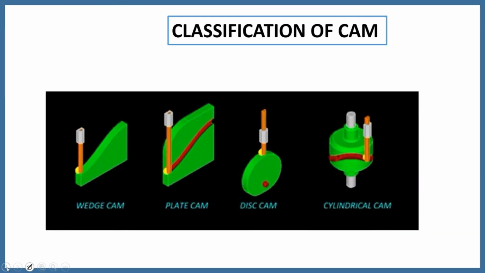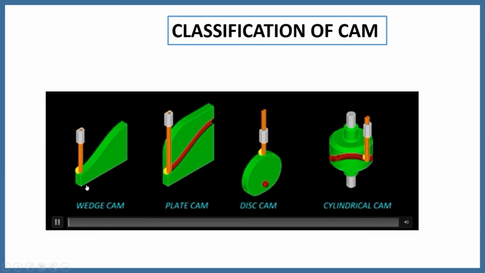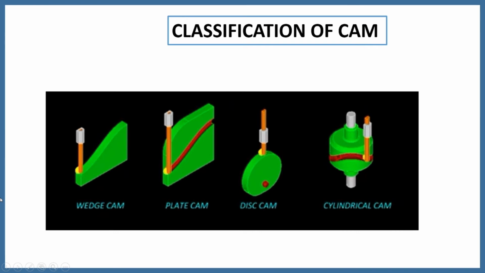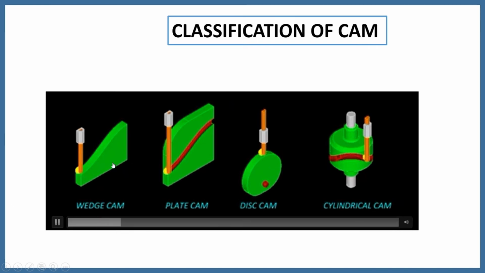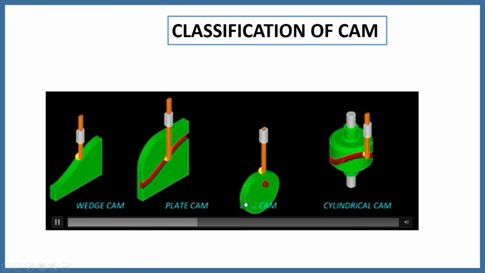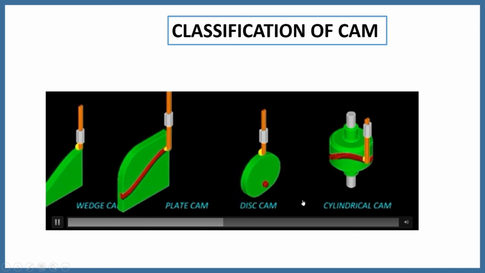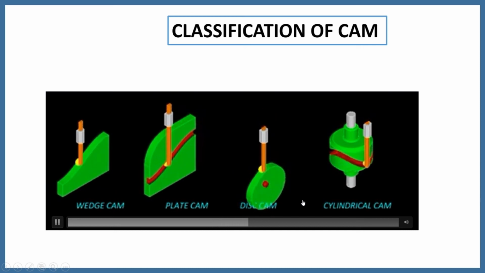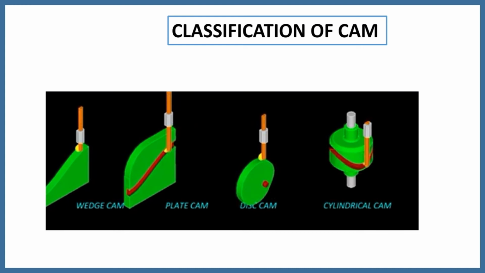These are the different cams and followers. Just see the video. In which cam is rotary motion converted into linear, that is, reciprocating motion? This cam, the cylindrical cam. This is the radial cam.